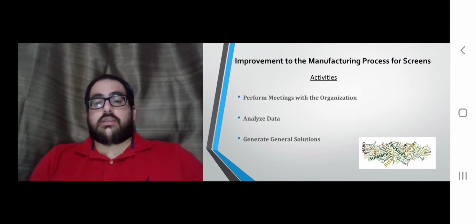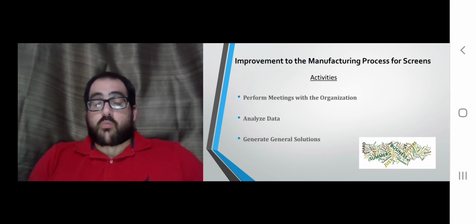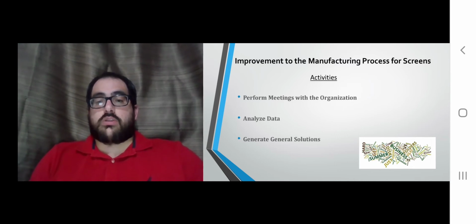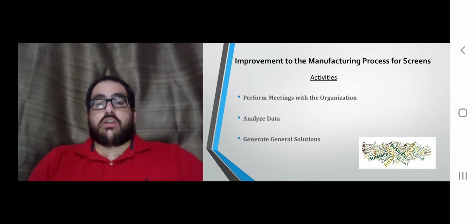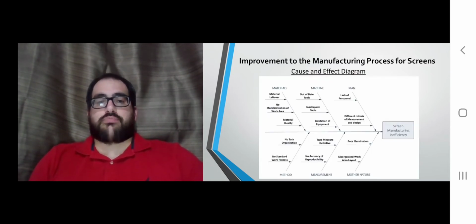We're going to take these times and analyze them and determine if the process that they have is capable and provide what they need. Also, we were going to generate some solutions for them and their process. We use two methods. We use the cause and effect diagram to determine what is their fault, as well as the five whys. The following slides will be discussing the cause and effect diagram and the five whys.